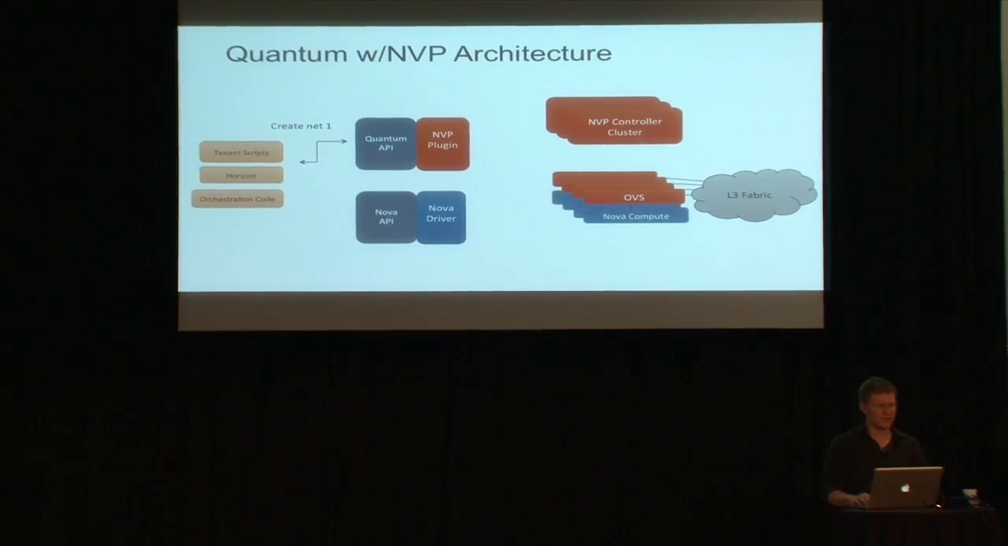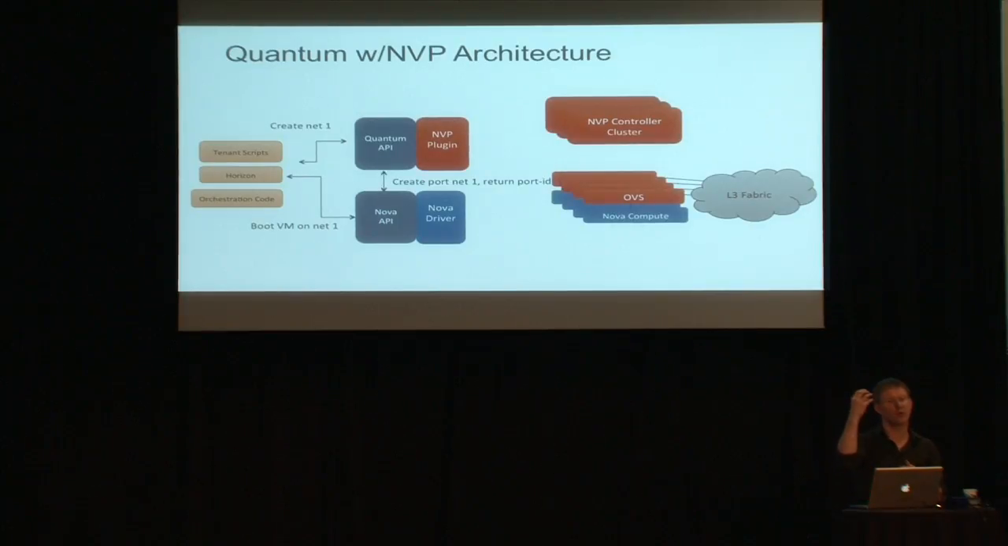First, a tenant might say, create me a network, network one. Then it might say, boot me a VM on network one. What would happen is that Nova would go to Quantum and create a port on that network. Quantum would pass that request through to the MVP plugin. The MVP plugin would go talk to that MVP controller cluster and use the API I just described to create a port. It would get an ID back, and it would return that ID to Nova.